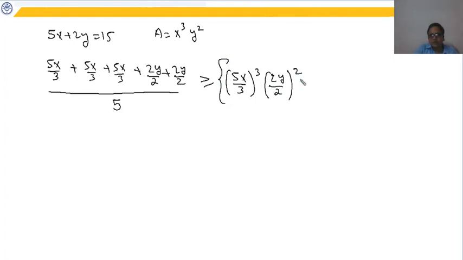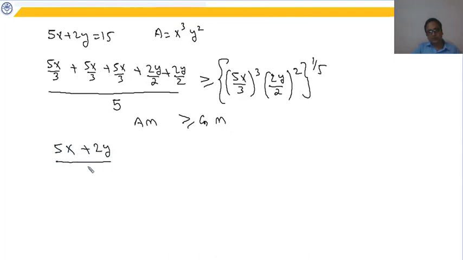Square to the whole power 1 by 5. So we know arithmetic mean is greater than or equal to geometric mean. Now 5x by 3 added thrice will become 5x, and 2y by 2 added twice will become 2y, upon 5. This is greater than or equal to 5 to the power 3 upon 3 to the power 3 into x cube y square to the whole power 1 by 5.